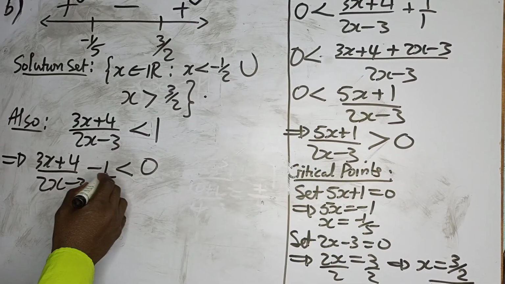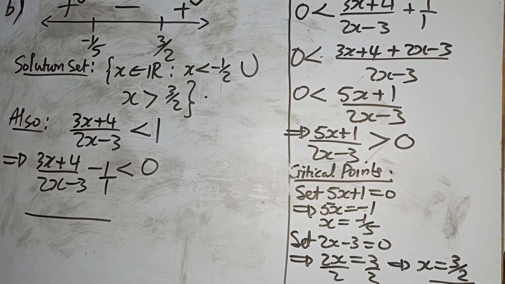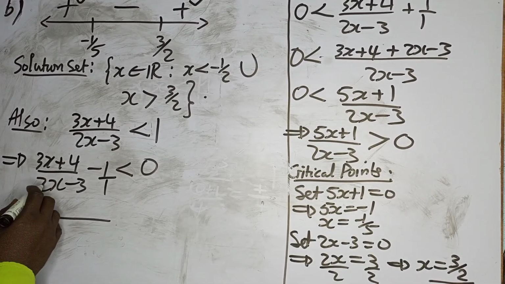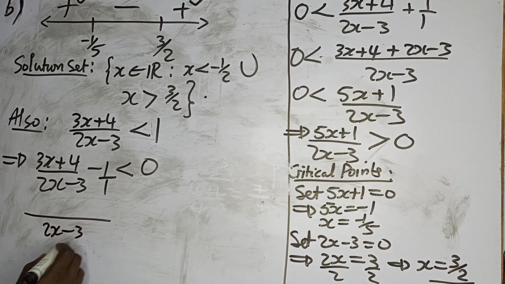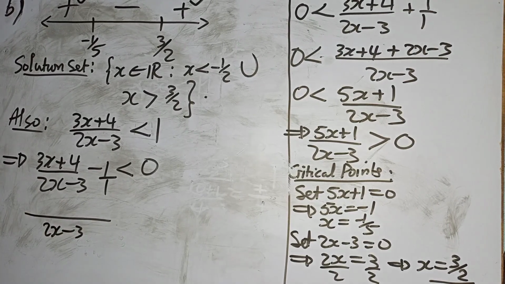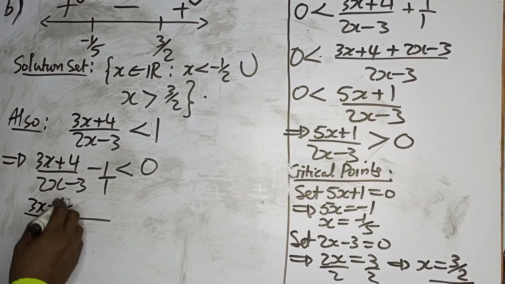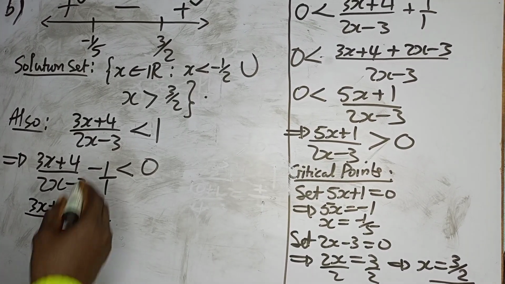Now, we can also write this as a fraction, and then we'll carry out the same algebraic simplification to obtain a single fraction. So the LCM of this and this is just their product, which is 2x minus 3. 2x minus 3 divided by itself is 1. 1 multiplied to 3x plus 4, we have 3x plus 4. 2x minus 3 divided by 1 is 2x minus 3 multiplied to negative 1.